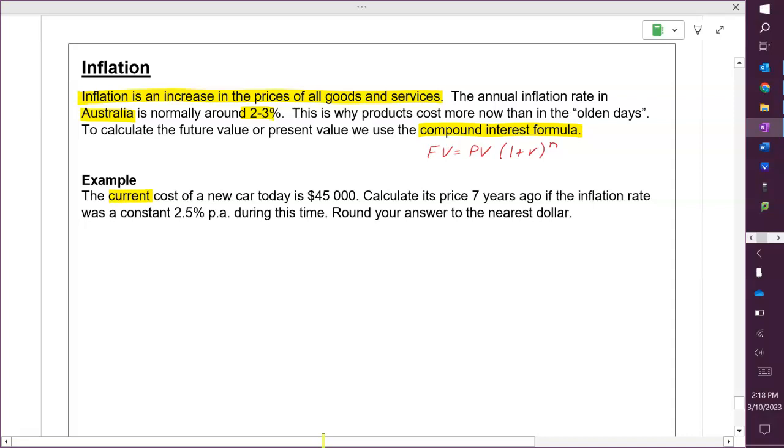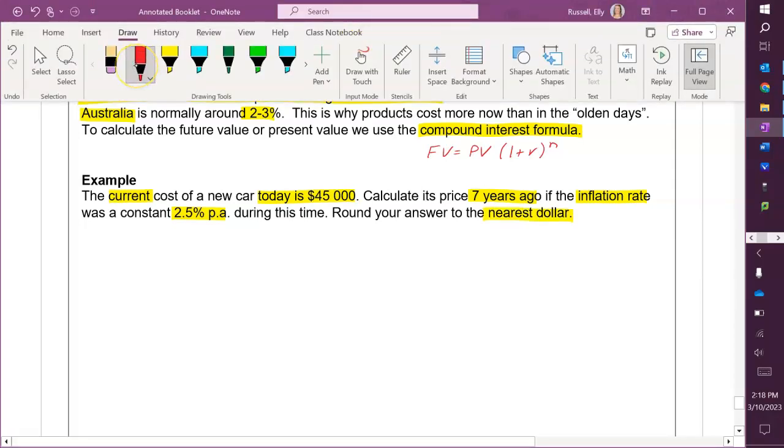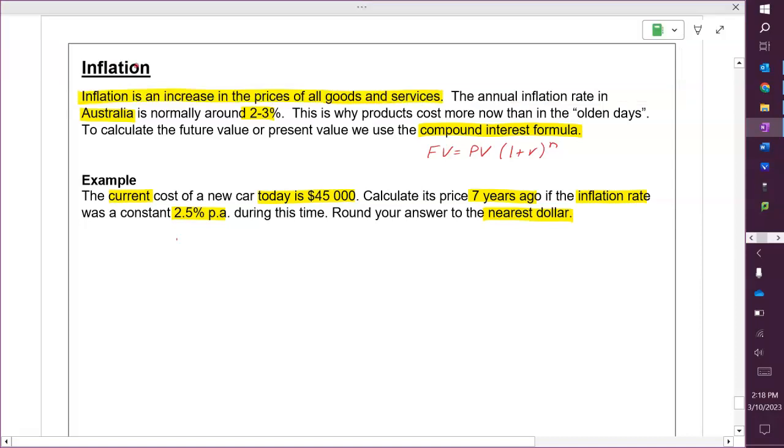of a new car today is $45,000. Calculate the price 7 years ago if the inflation rate was a constant 2.5% during this time. Round it to the nearest dollar. So what we need to do is we start with our compound interest formula. We have FV equals PV, 1 plus R to the power of n.